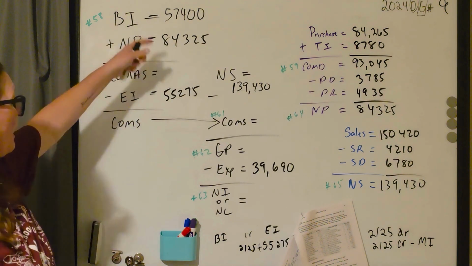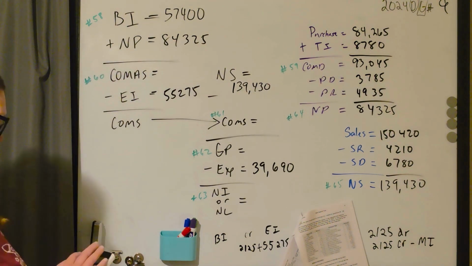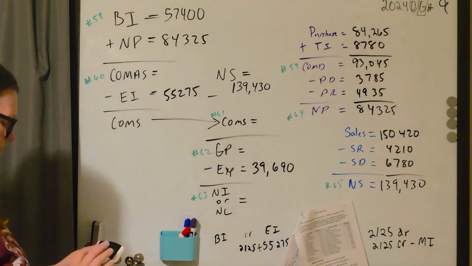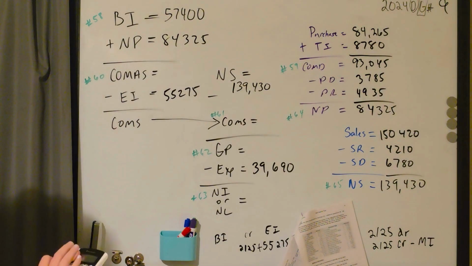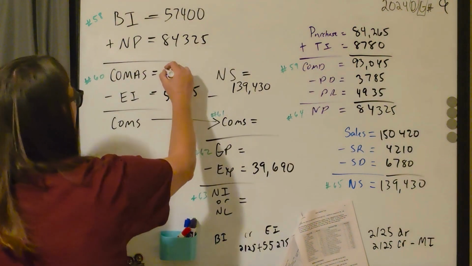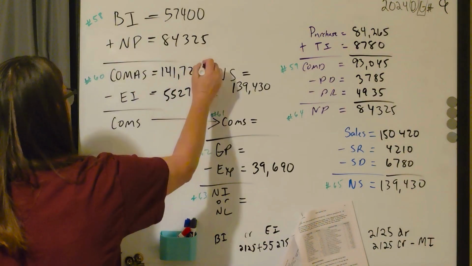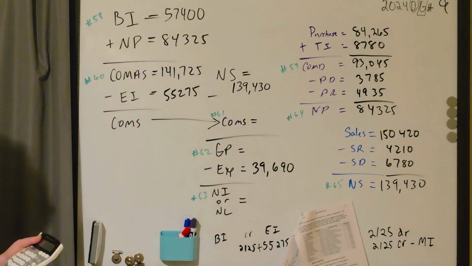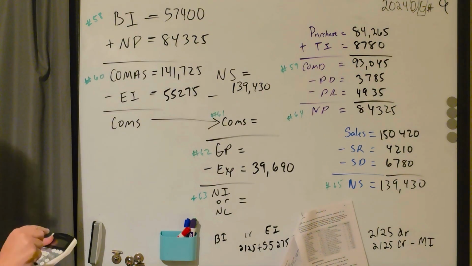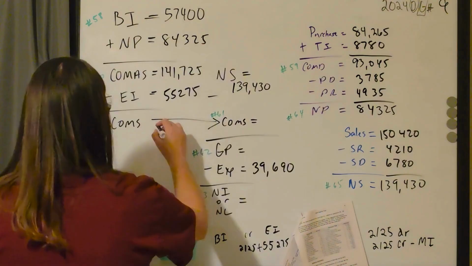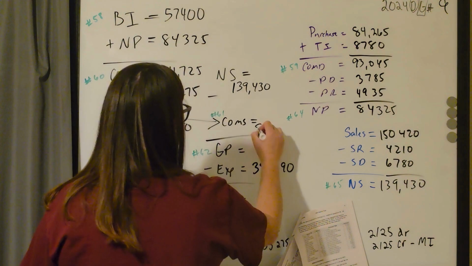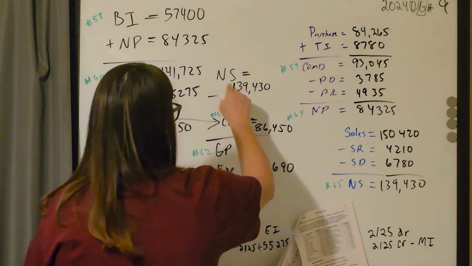Once we get that, we just go down the equations. 57,400, by the way, that's number 58, plus 84,325 gives us our cost of merchandise available for sale, which is number 60. Then we subtract our ending inventory, which is 86,450, which I'm going to move over here underneath our net sales.